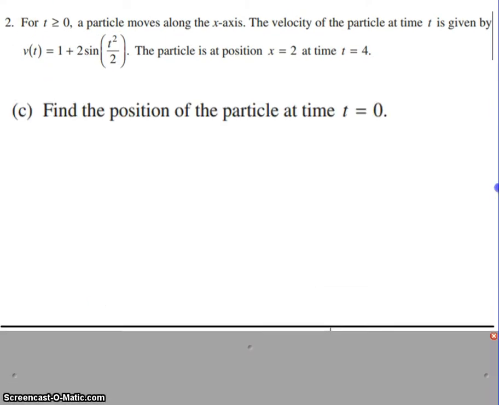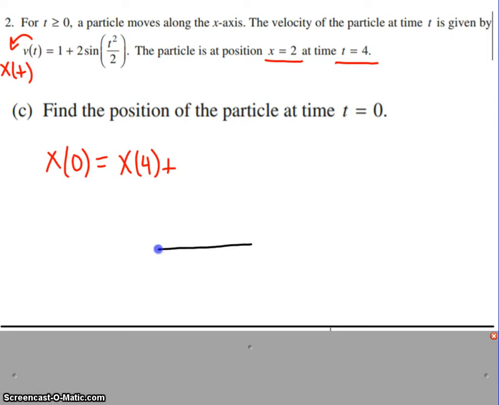Okay, C. Find the position of the particle at time equals 0. Keep in mind that at time equals 4, the particle was at x equals 2. So to find the position, which is x of 0, remember that x of t is typically the notation for position of the particle. We have to consider the position where it was at 4, and then figure out how much it traveled. If at time equals 4 it was at 2, and I want x of 0, I'm going backwards. So I'm going to integrate backwards from 4 to 0.